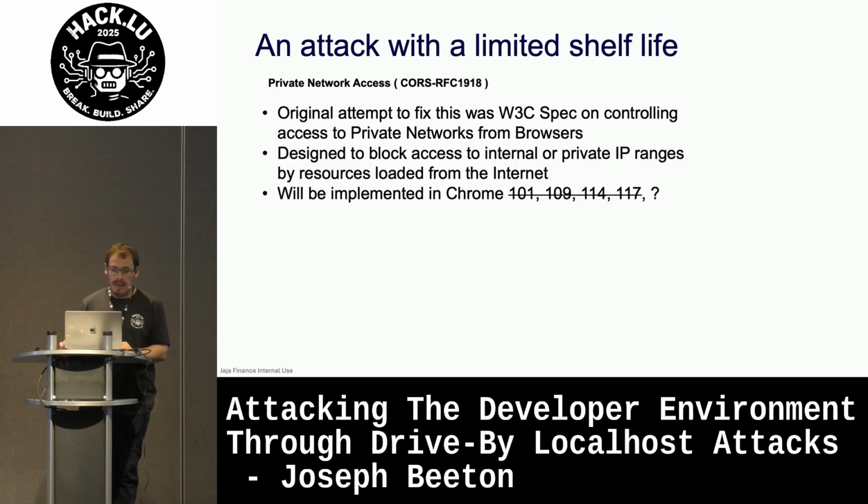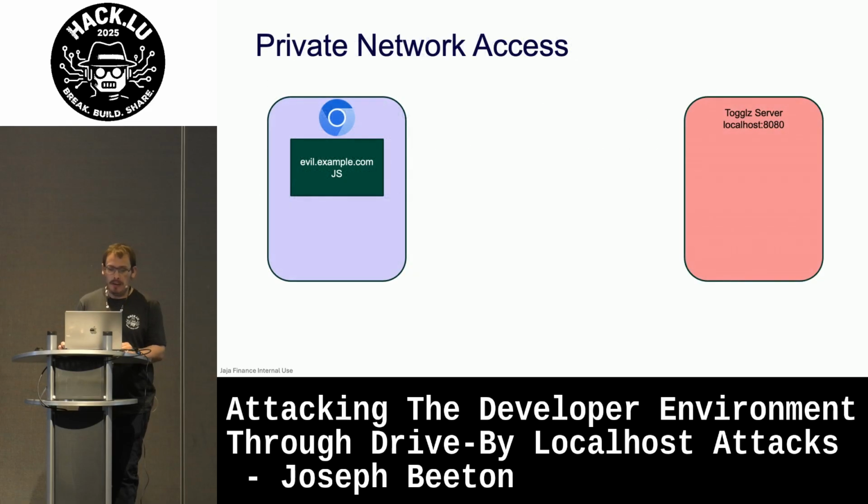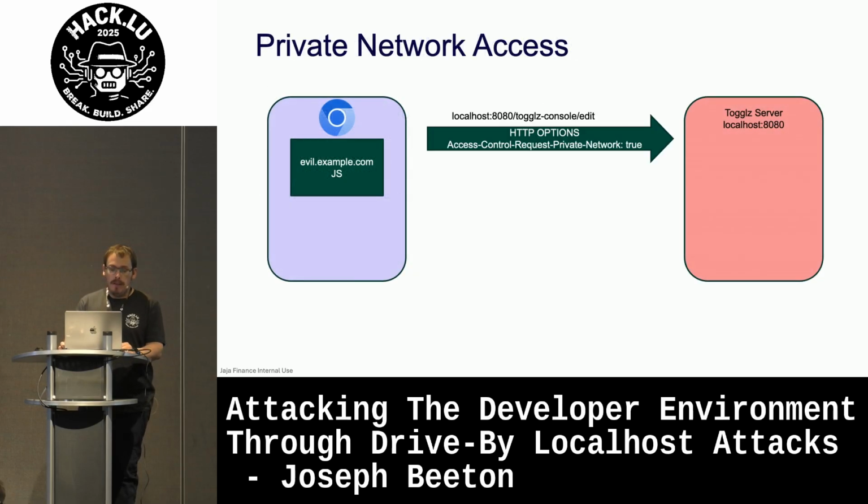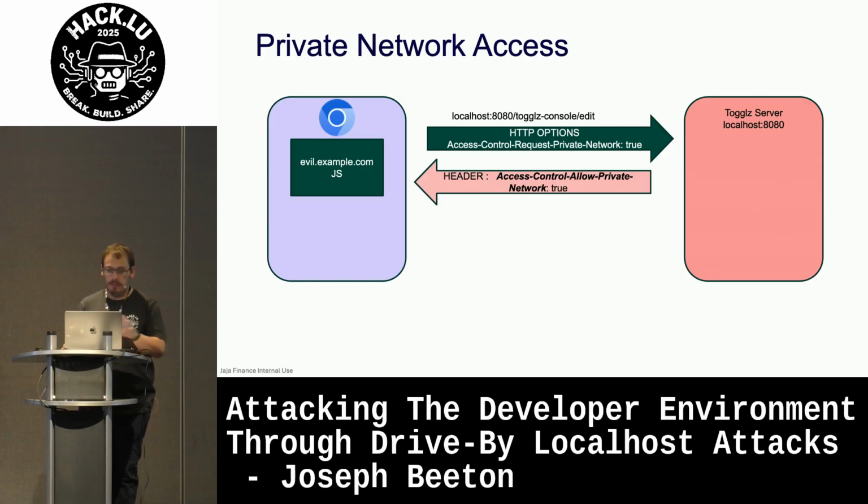This was meant to be in Chrome 101, which is a few years ago now. It kept getting pulled. I'll show you what it actually did. With private network access, before even a simple request, you would get a pre-flight request with this new header, and only if the server returned this header would the actual request be allowed through. That would effectively kill this kind of vulnerability, because who would do that?